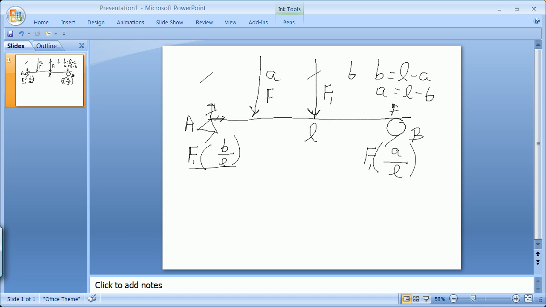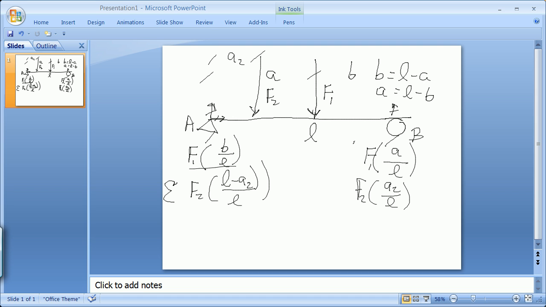and another force, this time of course this is A sub 2. So summing down, F2 times basically what? L minus A sub 2 all over L, and then of course F sub 2 times A sub 2 over L. Adding these up and adding these up, and then finally looking and saying, do the sum of the forces in the y equal 0?